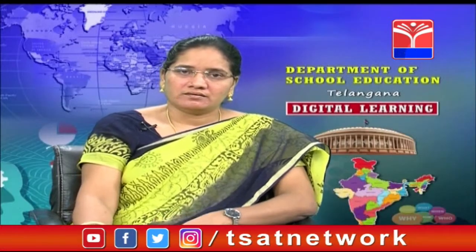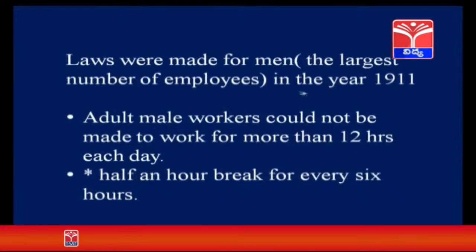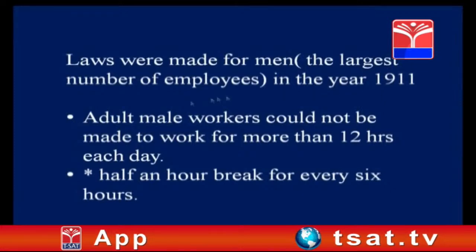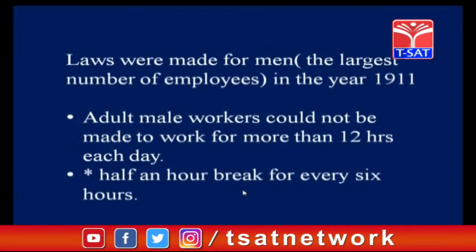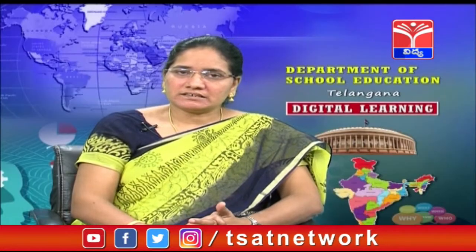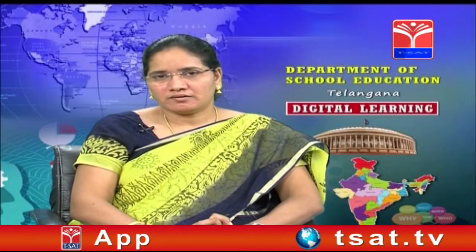Now let's see what are the laws made for men. Men are the largest number of employees in the factories. So for them in 1911 new laws were made. Adult male workers could not be made to work for more than 12 hours each day, and half an hour break for every 6 hours should be given. So children, these are the laws made for the working children, women and men.